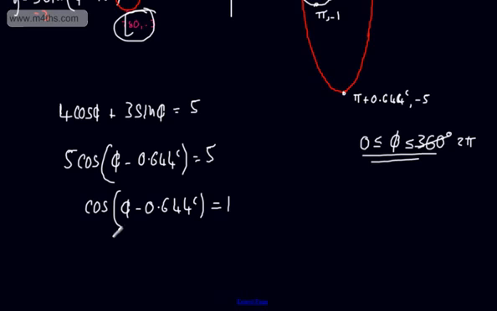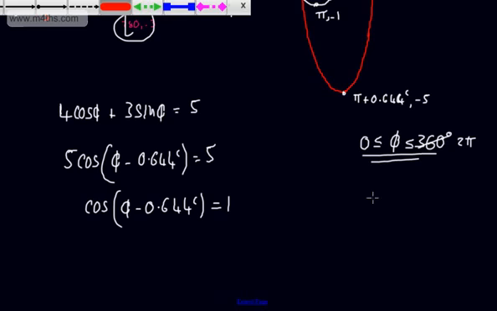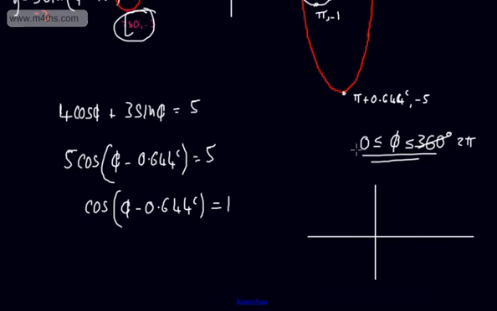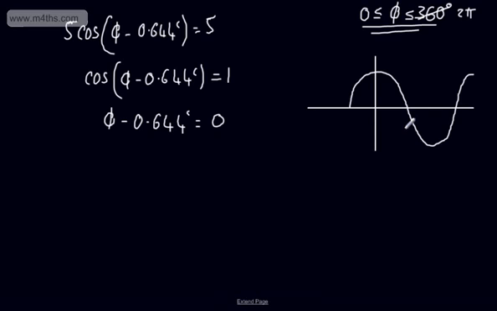Now if you consider our principal value, going back to the sketch of the cosine curve, this is nice and straightforward. If we take the inverse cosine of 1, we're going to end up with 0. So what we get is something looking like that, and then we'll come up and have something like that. So we can say that theta minus 0.644 radians will be equal to 0. And by symmetry, we can see that we're going to have one the same distance back from 360. So we could say theta minus 0.644 is going to be equal to 360.